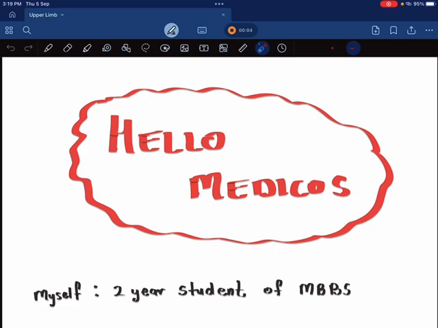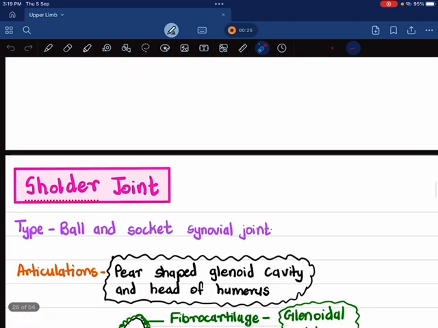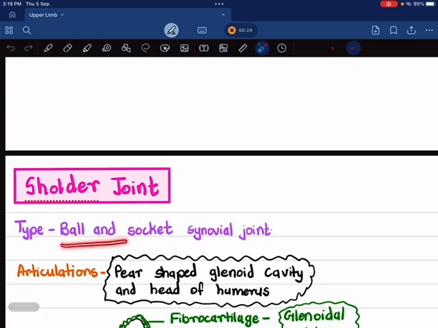The shoulder joint is one of the most mobile joints in the human body, allowing a wide range of motion. This unique structure provides flexibility but also makes it prone to injury. In this video, we will explore the anatomy, function and common conditions of the shoulder joint. Let's get into it.